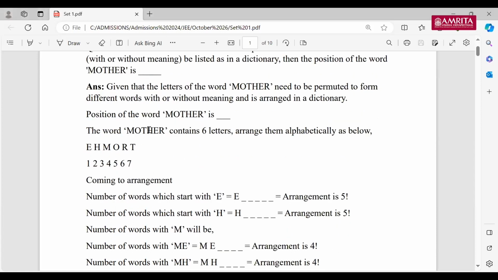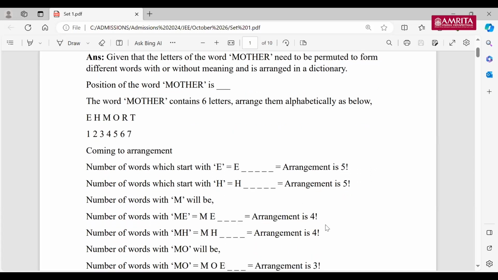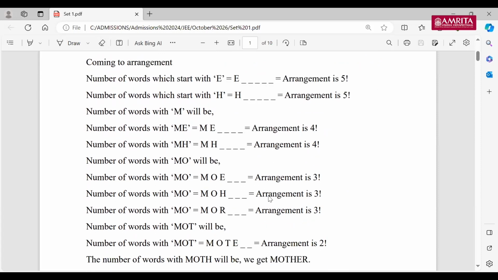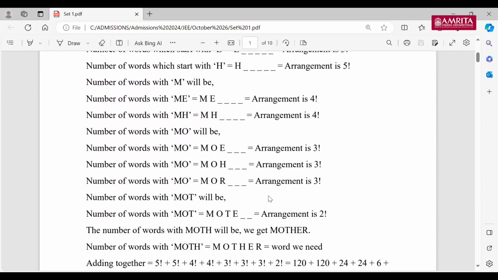So I'm just going to arrange it according to the alphabetical order. So when it comes to mother, E will be the first place, H will be second place, then M, then O, then R, then T. So with E, I'll have the other 5 arranged. So it's 5 factorial. With H also, the other terms need to be arranged. When I am taking M as the first term, I have ME and MH before MO. So I'm just going to find their arrangement. Then I'll move to MO. When it comes to MO also, I have different terms before T, that is E, H, and R. I need to consider their arrangement. And then I have to go to mother.